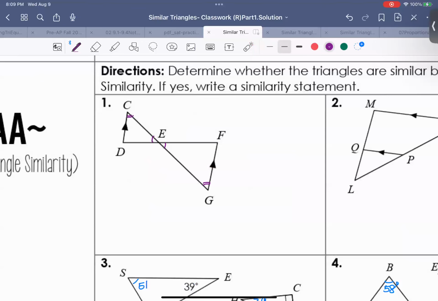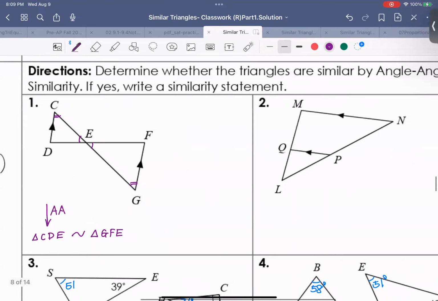Yes. Okay, so we will say, because of AA, we can say triangle BGE is similar to triangle GFE. We don't say congruent. We say similar. Good. Very good.